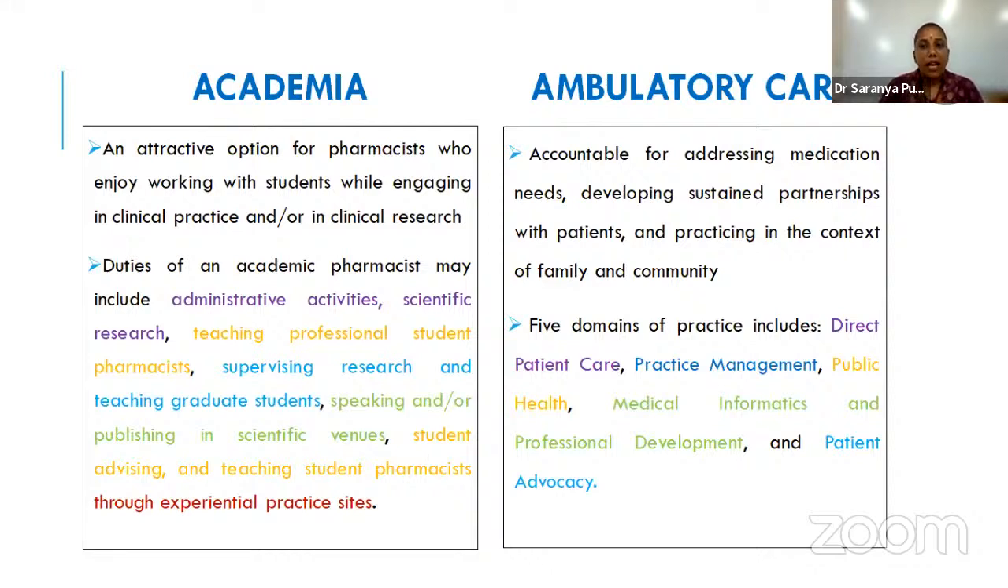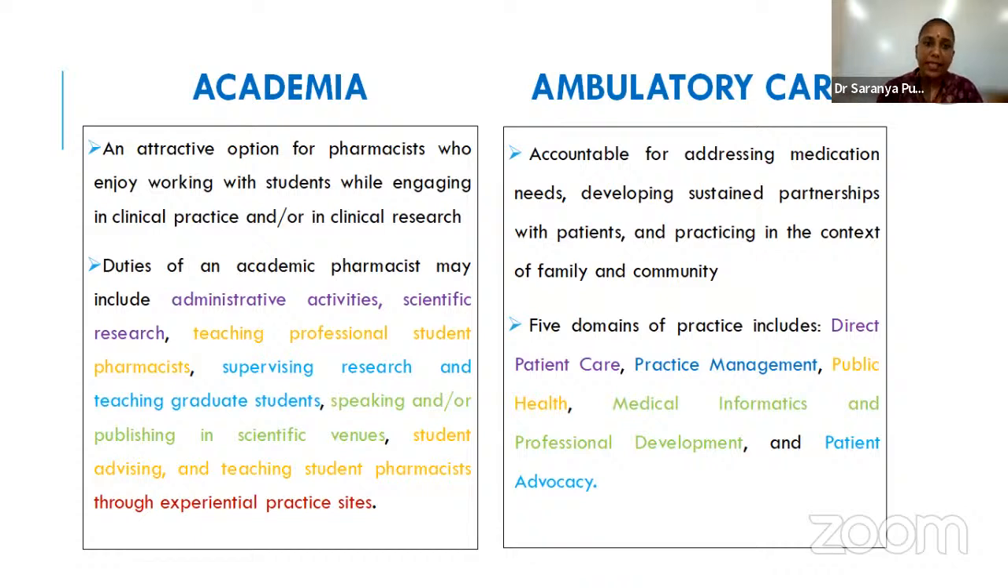Academia. After MPharm pharmacy practice, you can enter into teaching. It is an attractive option for clinical pharmacists who enjoy working with students while engaging in clinical practice. You will also be there in clinical practice because you are the one who is going to train the budding clinical pharmacist. You are going to orient them towards healthcare, and train them in each and every aspect of clinical pharmacy.